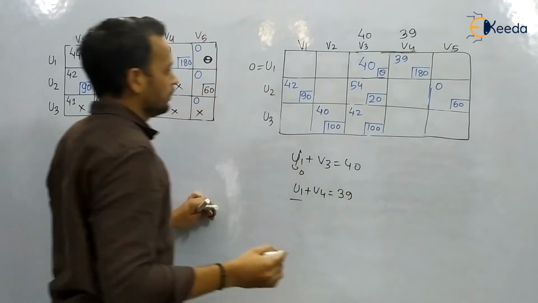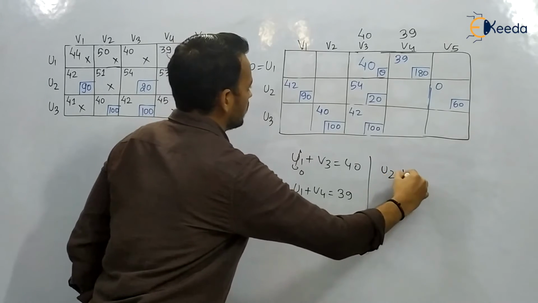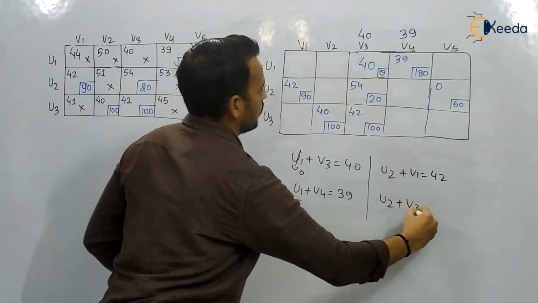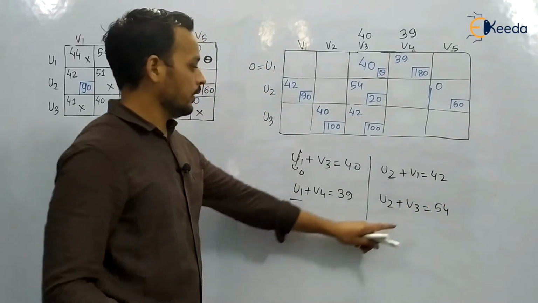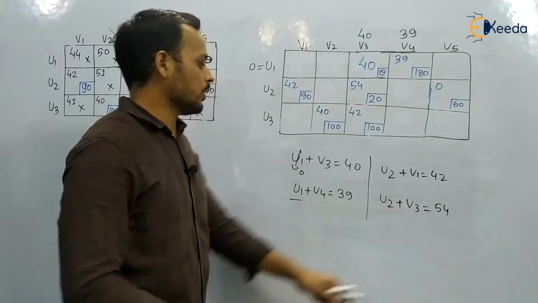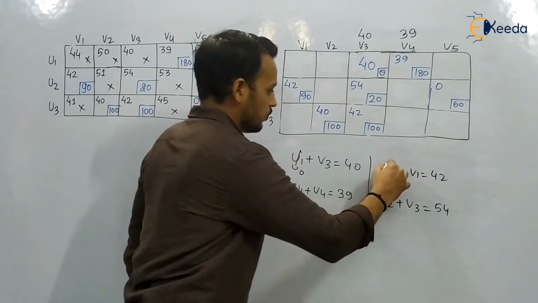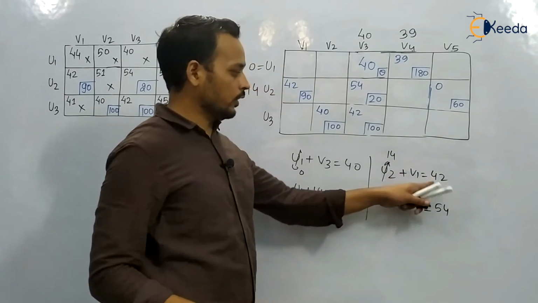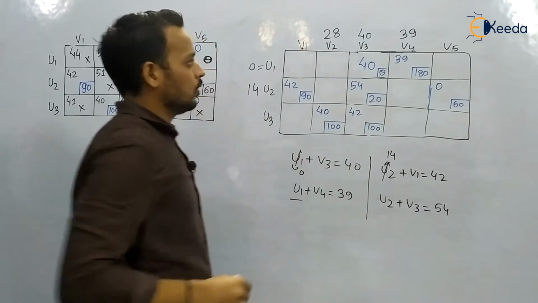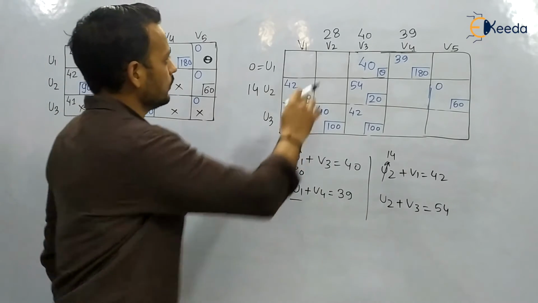Okay, very simple. Now what we will do? U2 plus V1 is 42, and here U2 plus V3 is 54. V3 you have got 40. So 54 minus 40, you will get here 14. So this is 14. So 42 minus 14 is going to be 28. Okay, like this you can find the values. This is 38.